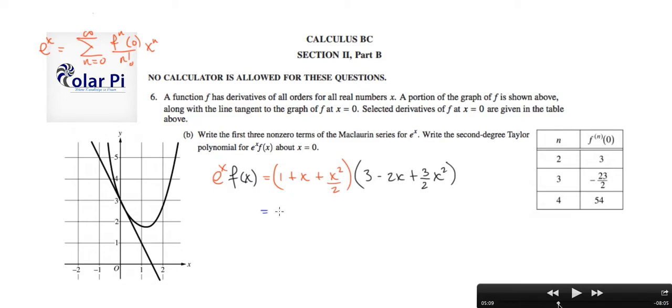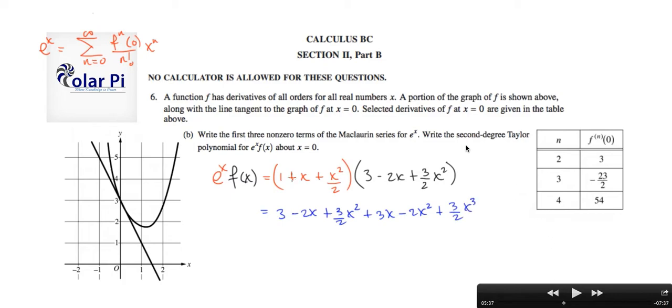And so let's use a neutral color. So we have this here, right? And then now we distribute x. So that'd be that. And when we do, we get x times 3 first, so that's 3x. And then x times minus 2x is minus 2x squared. And then x times 3 halves x squared is going to be 3 halves x cubed.